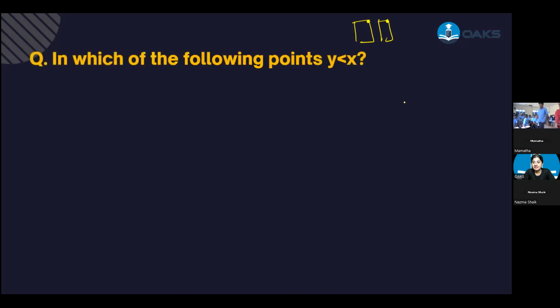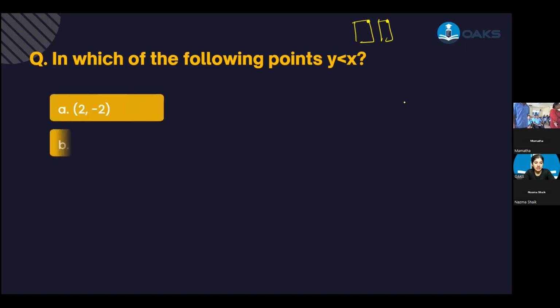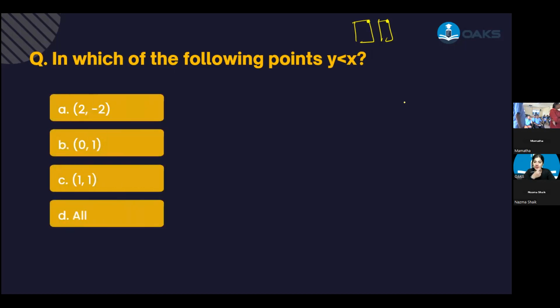Now, this is your question. In which of the following points is y less than x? So you have to tell me in which of the following points y is less than x. First of all, boys will go. These are your options and you have to tell me where y is less than x. Nobody will say any answer. Kindly take your time. You have to answer it yourself.